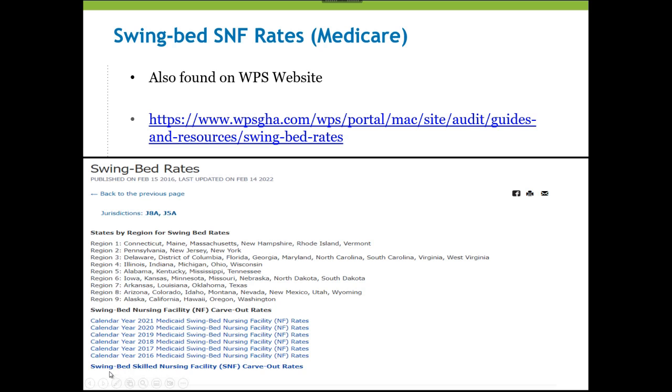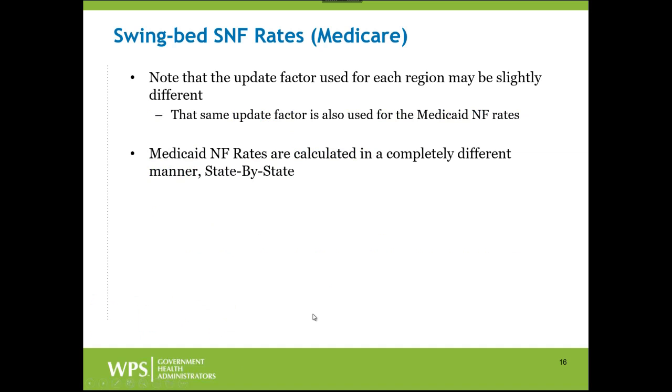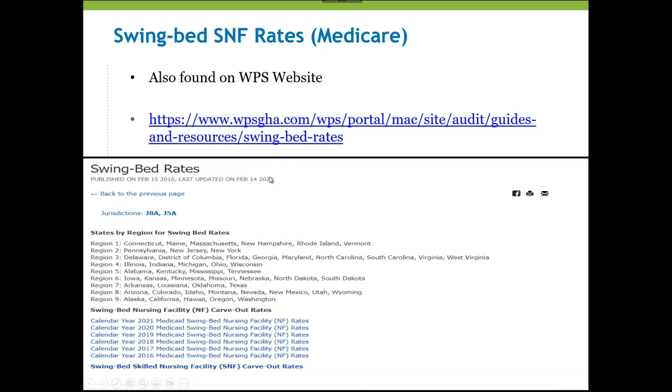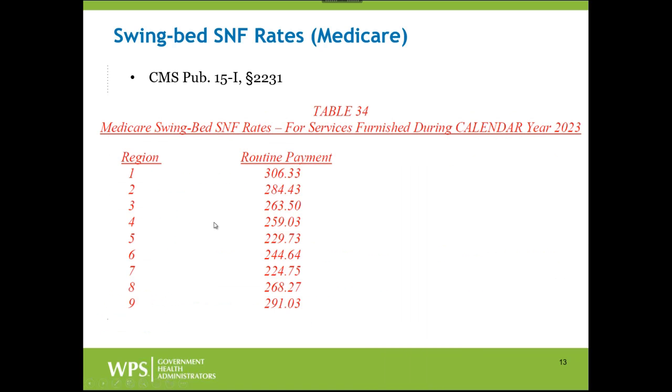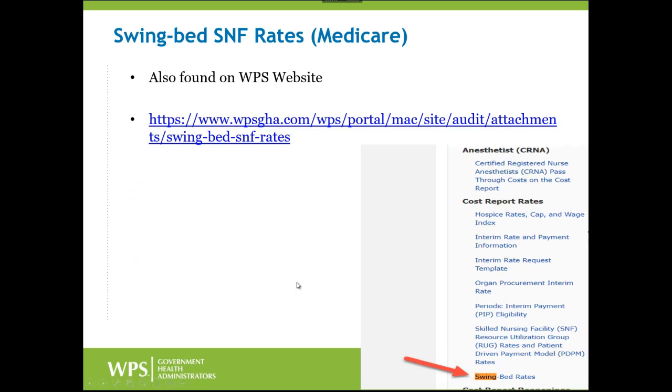And you'll also see the swing bed skilled nursing facility SNF carve-out rates. That's what we've been talking about the past minute or so. So if you click on this link, you'll see the actual rates, and we'll see them in just a bit. And those are the same rates that we just saw here. We just pulled them from the CMS website.